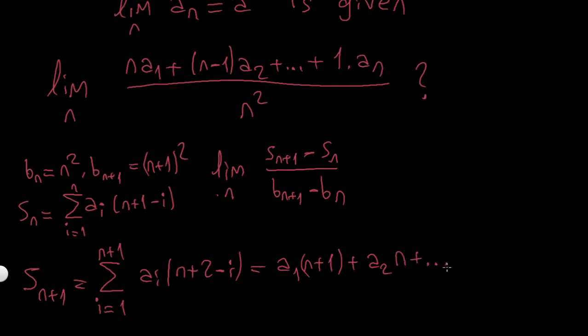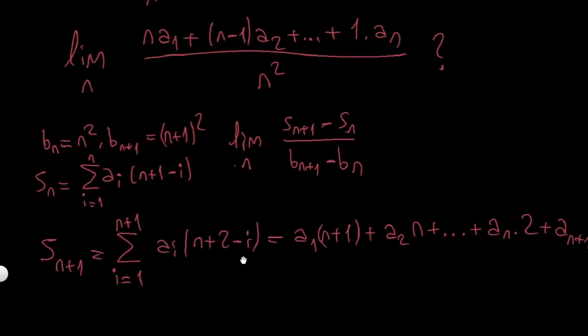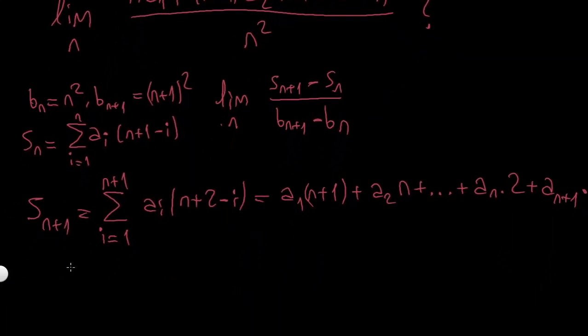Let's write the last two terms. If I put n here instead of i, it's just going to be an times 2. And the last term is when I put n plus 1, so it's going to be plus a n plus 1, and if I put n plus 1 here, the coefficient is just going to be 1. Okay, cool. So now I can calculate Sn plus 1 minus Sn.